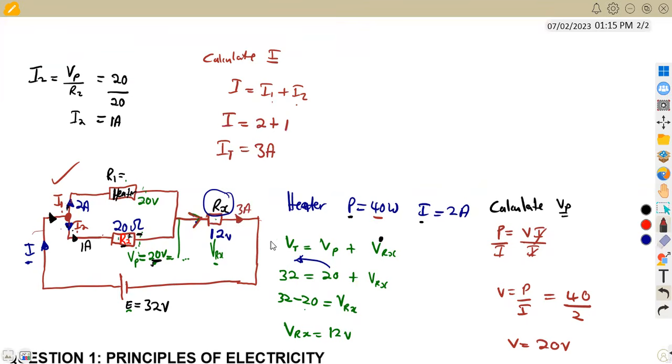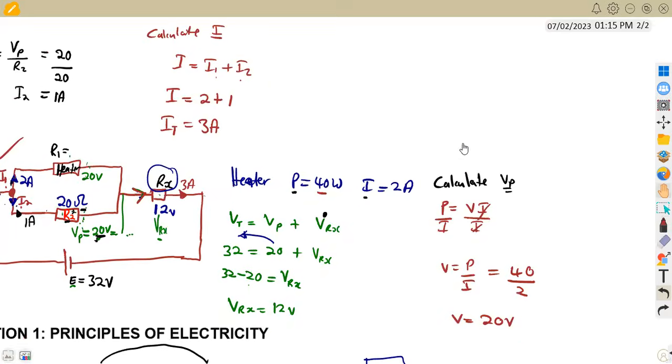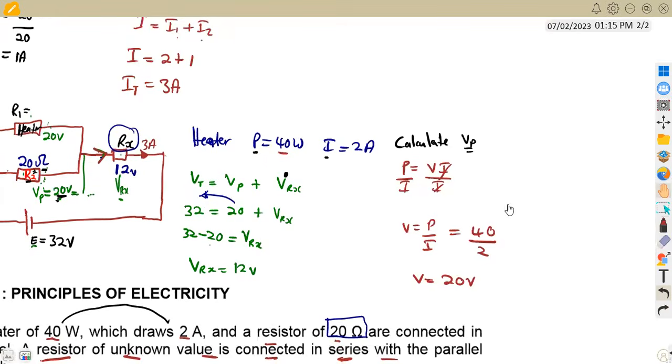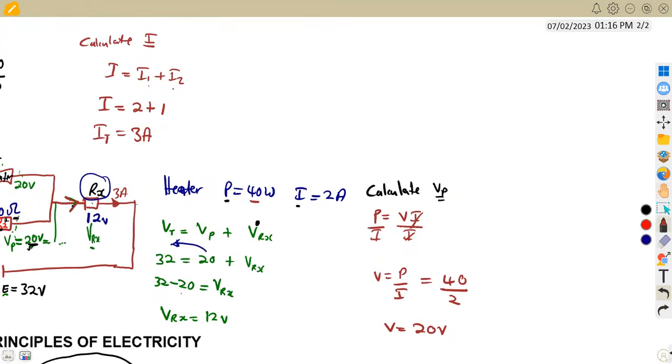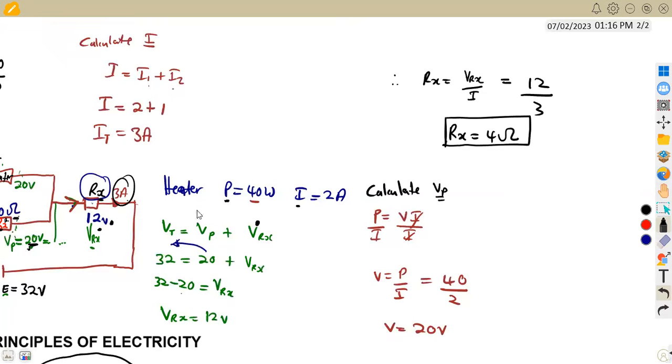So we can calculate Rx, which is our unknown resistor. Remember, our question is to calculate the value of the unknown resistor, Rx. We've got current and voltage. Therefore, Rx can be calculated from the voltage across Rx divided by the total current. The voltage across Rx is 12 volts, divided by the total current of 3 amps. That gives us Rx, which is 4 ohms. Remember, resistance is measured in ohms, so here we have a resistance of 4 ohms.